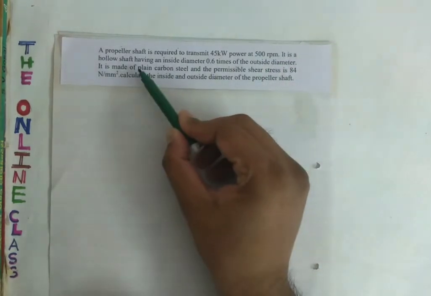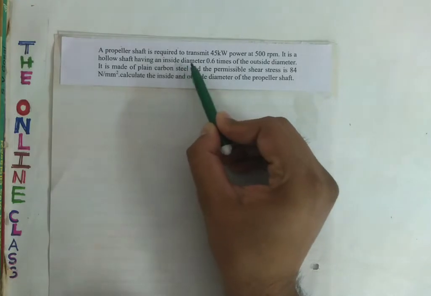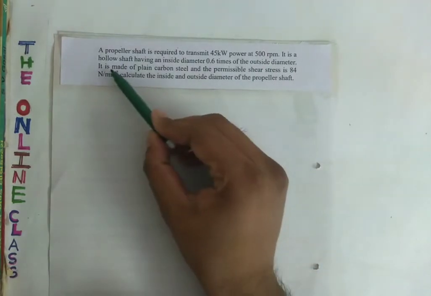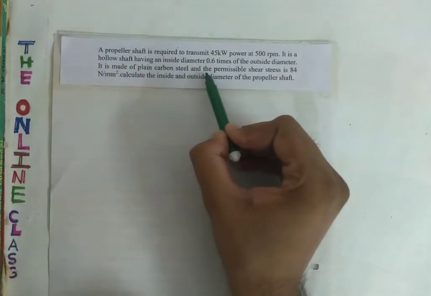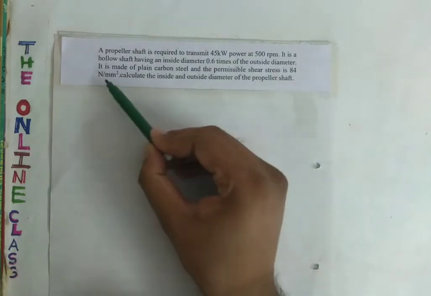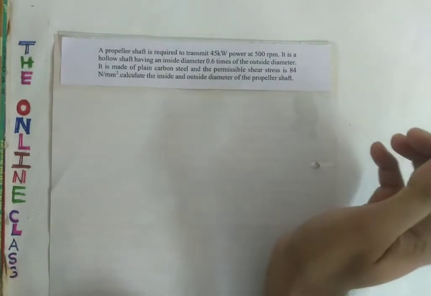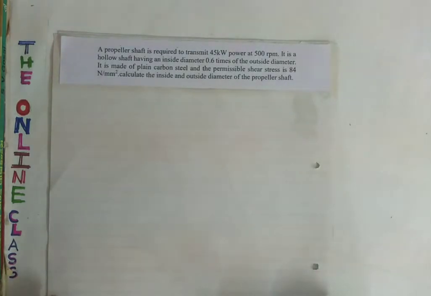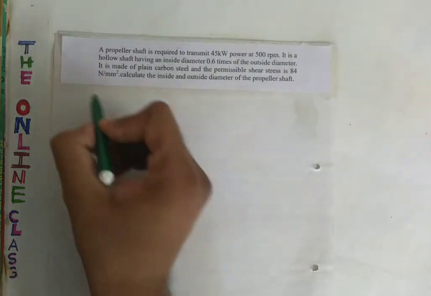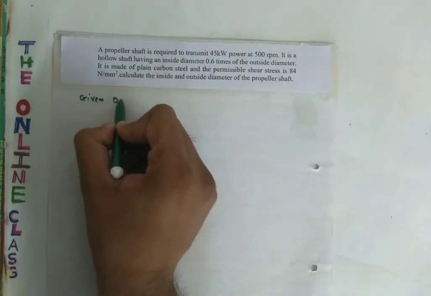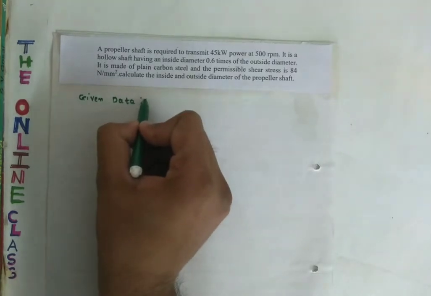It is a hollow shaft having an inside diameter 0.6 times the outside diameter. It is made of plain carbon steel and the permissible shear stress is 84 Newton per mm square. So calculate the inside and outside diameter of the propeller shaft. Based on that, here we write the given data.